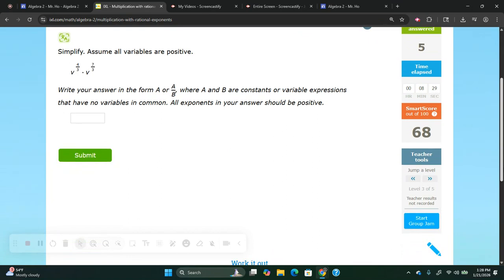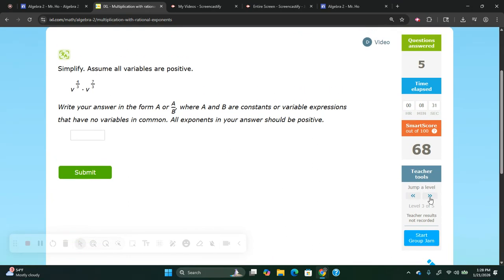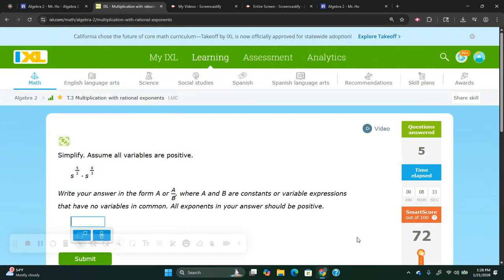Should we do the next level? Yeah, we can do level 4 now. Okay. So same thing. You have two exponential numbers with the same base s. So you just add the exponent together. So 5 over 2 add with 8 over 3. Okay. So they give you two numbers.